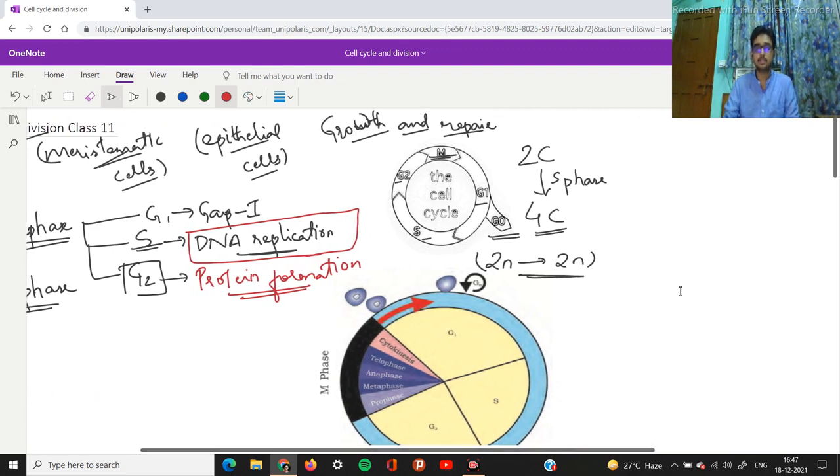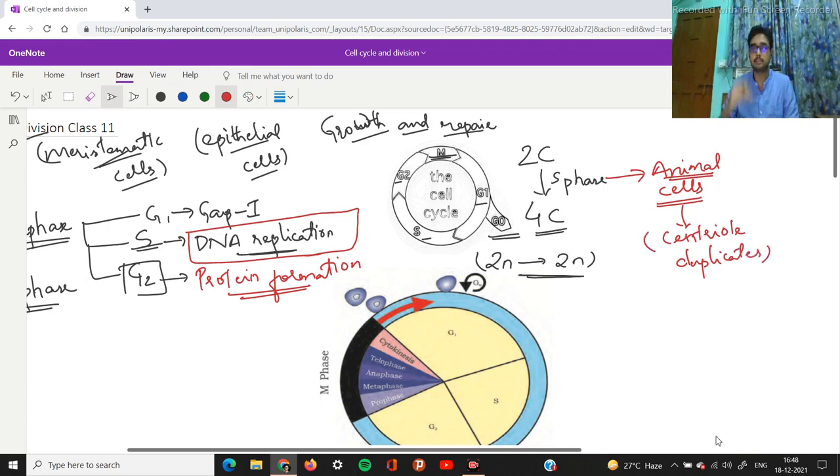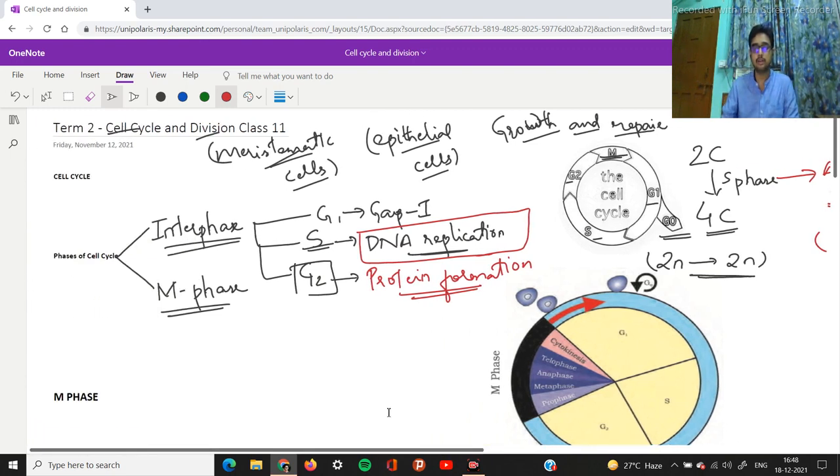During the S phase, there is another thing that happens in animal cells. The centriole also divides or duplicates for each pole. Two poles are there. So one centriole will be there and it will duplicate for each pole so that the spindle fibers can align to it and bring the chromosomes to each pole in this cell division. Okay, we'll understand the significance of the centriole further.